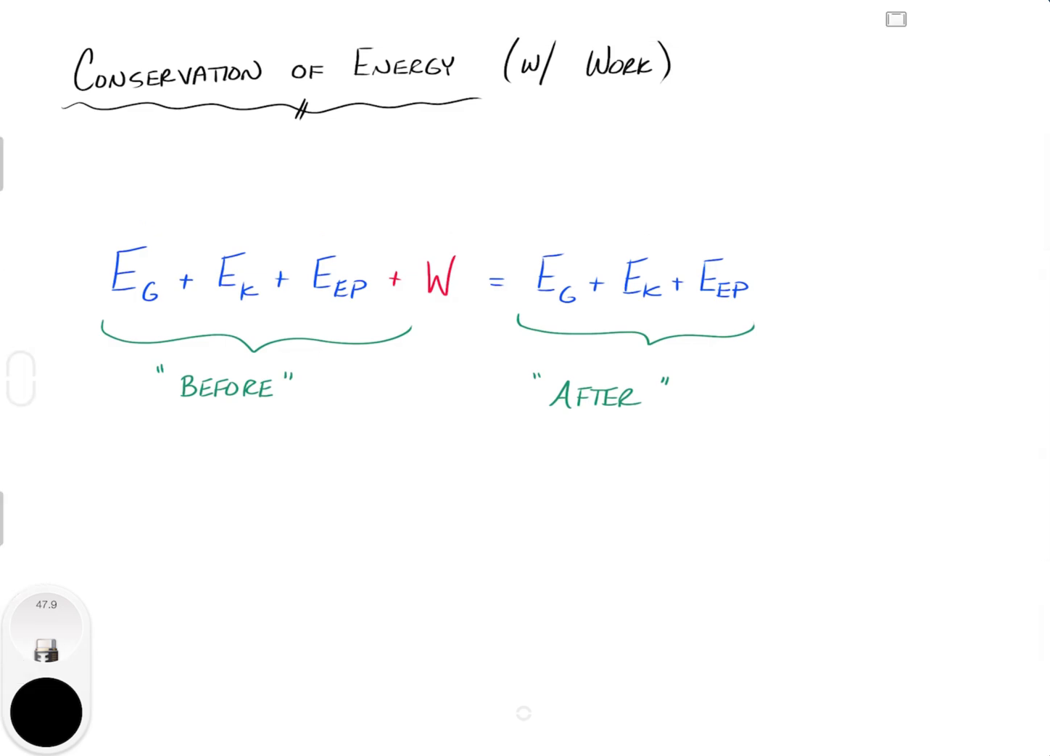So just to adjust our equation, it's one extra step. Just like before, we have the gravitational potential, the kinetic, and the elastic potential. But on the left-hand side, if some work is performed between the before and the after phase, you have to add work on the before side. So the way we would read this as a sentence is the gravitational potential, plus the kinetic, plus the elastic potential energy that I begin with, plus any work that may occur, whether it be giving energy or taking energy away, that must equal whatever energy I end up with.